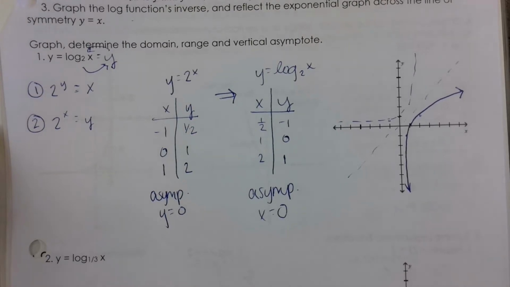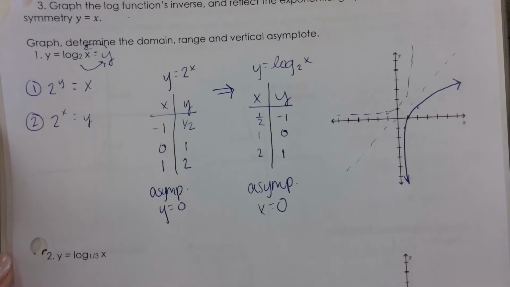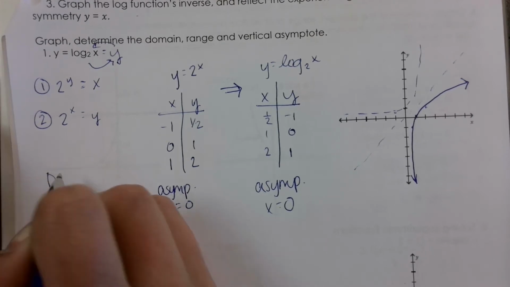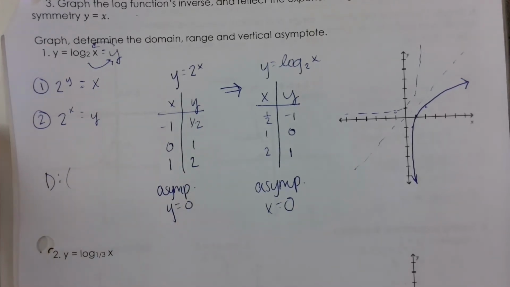So there's our graph. And where do you think the asymptote is happening this time? Instead of y = 0, because that would be right here, what would it be instead? X = 0, because it's vertical now, yeah?